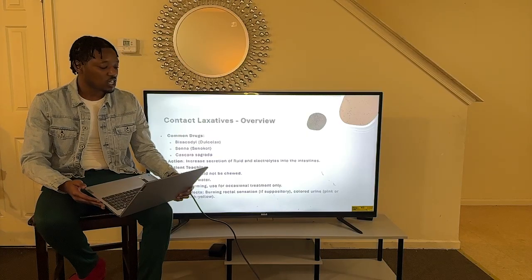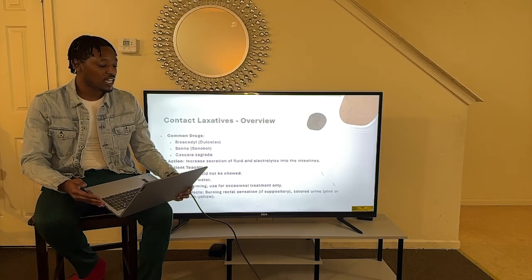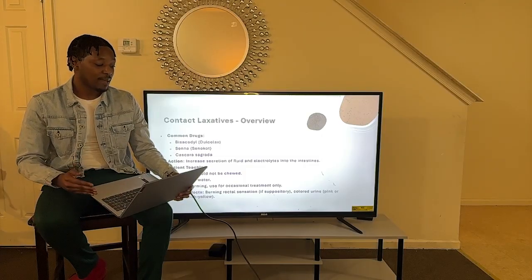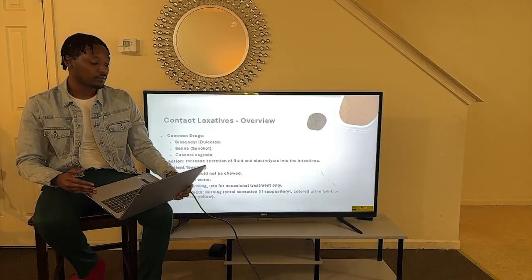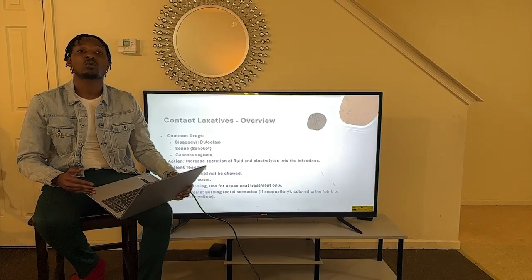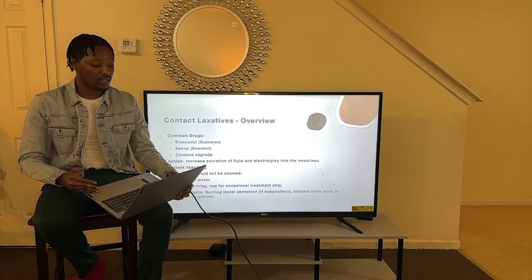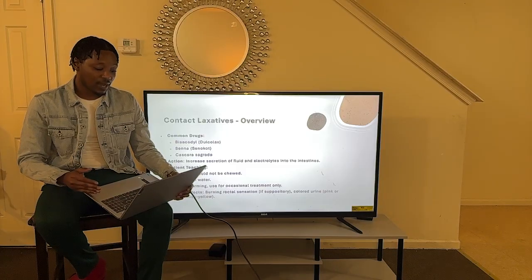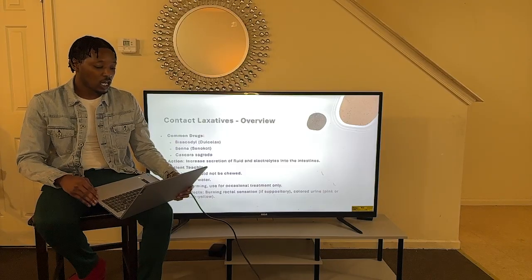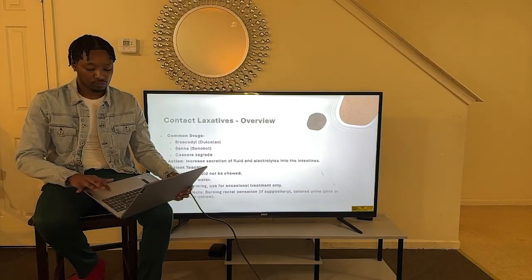The actions of these drugs include to increase the secretion of fluid and electrolytes in the intestines. Some things that you're going to want to teach the patient: tablets should not be chewed. Swallow your tablets whole when you take them with water. Take with a full glass of water in order to help with the absorption of the medication. Some side effects of the laxatives include a burning rectal sensation if a suppository is used, and colored urine, which could be pink or a brownish yellow color.